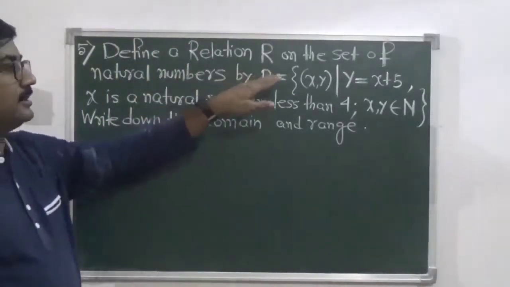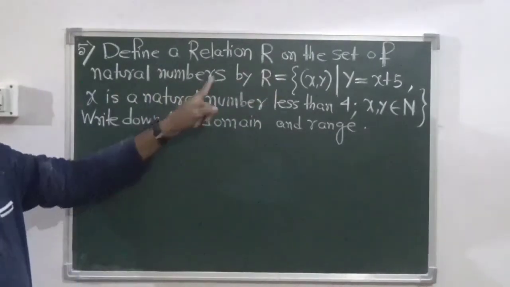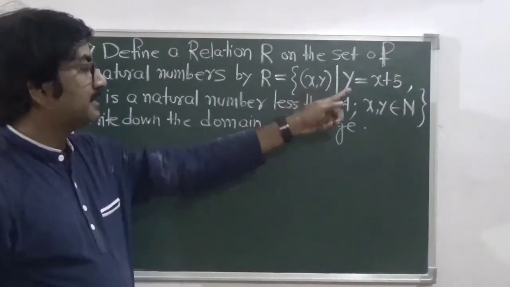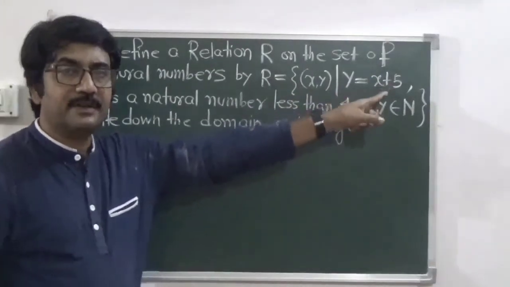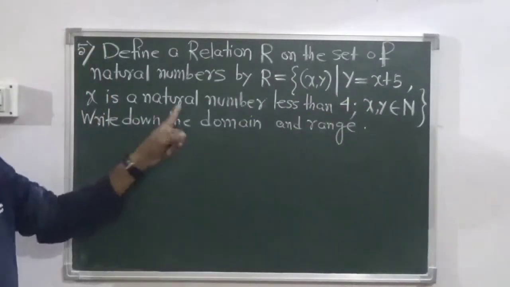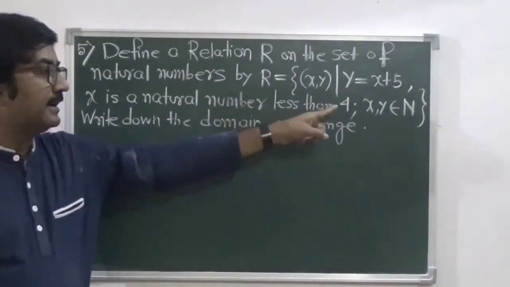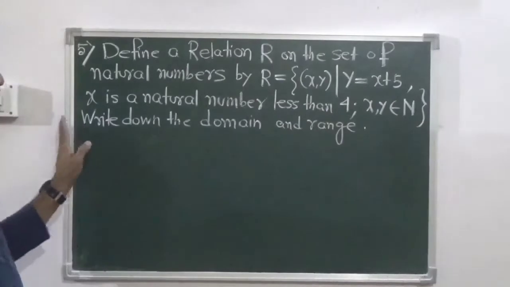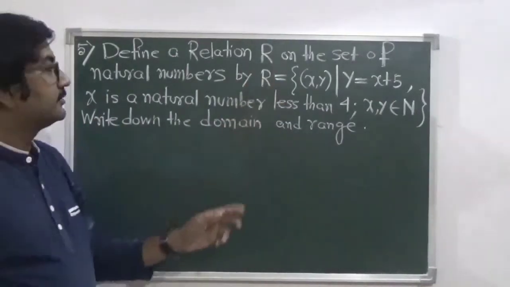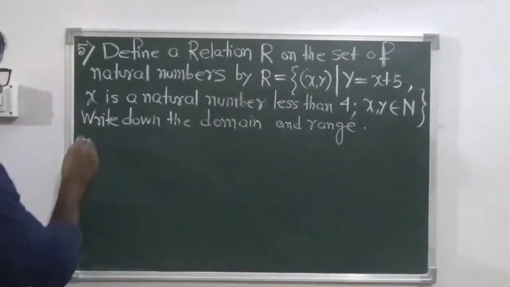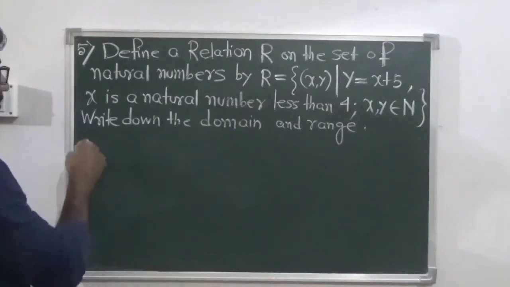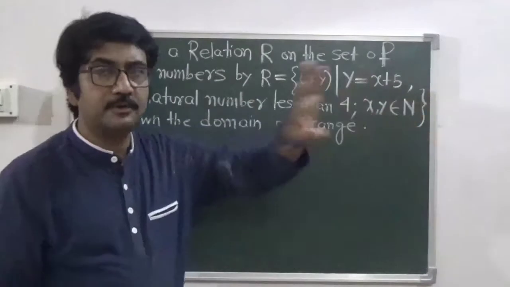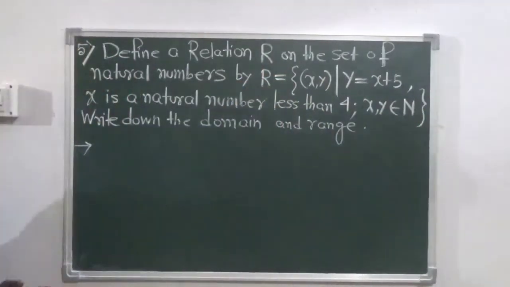Define the relation R on the set of natural numbers by R equals the ordered pairs (x, y) such that y equals x plus 5, where x is a natural number less than 4 and x, y both belong to the set of natural numbers. We need to find the domain and the range. Before we can solve, let us first define this relation in the roster form. It is given in the set builder form, so always you need to define the set in the roster form.